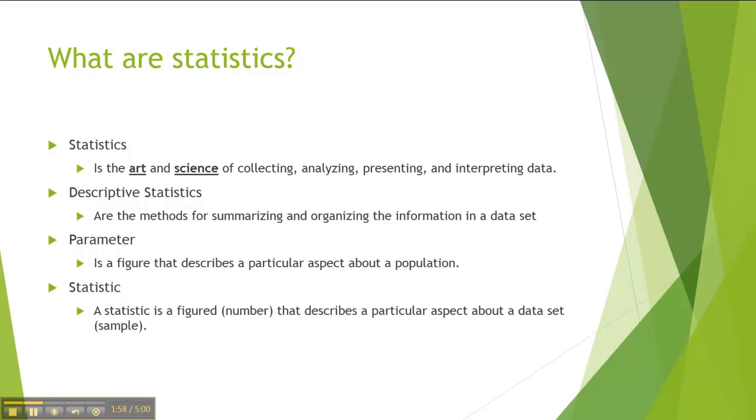Descriptive statistics are the methods for summarizing and organizing the information in a data set. Those are things like mean, median, mode, standard deviation, and all that we're going to get into. A parameter is a figure that describes a particular aspect about a population. It's like a statistic, but a statistic is a figure that describes a particular aspect about a sample.